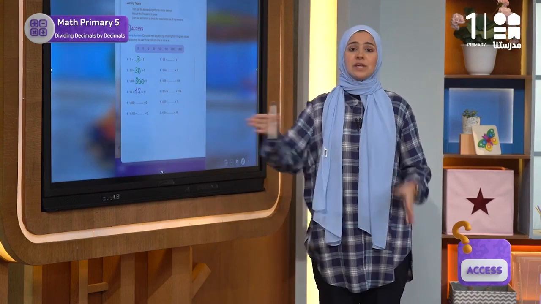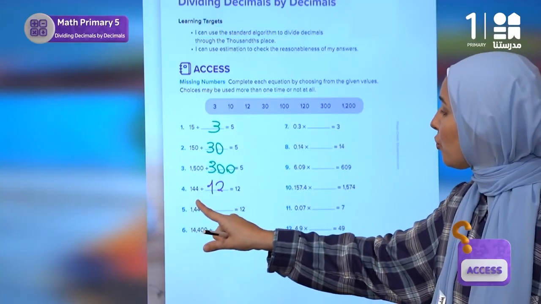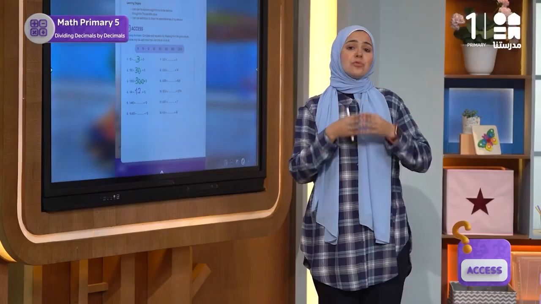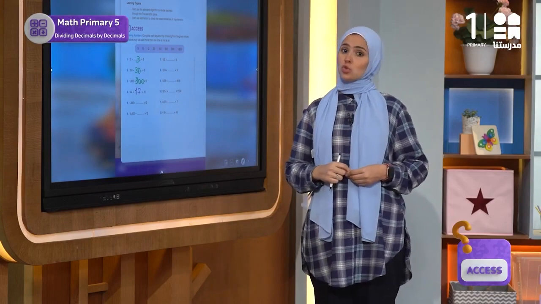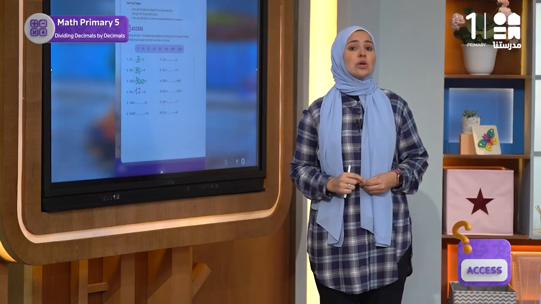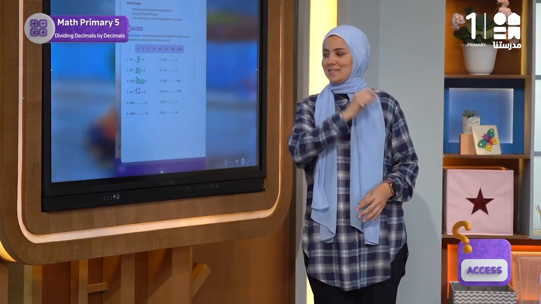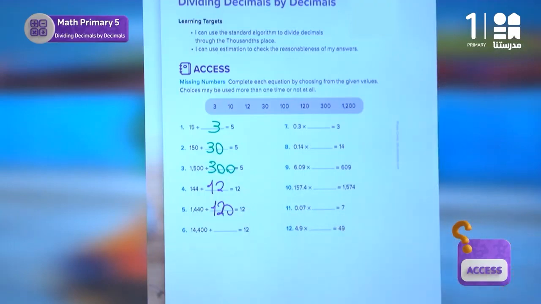In problem 5 over here, what do I have? 1440 divided by what number to get 12? So instead, I'm going to ask 144 divided by what? The answer will also be 12. But the correct answer is going to be 120 instead. So I'm going to write here 120.